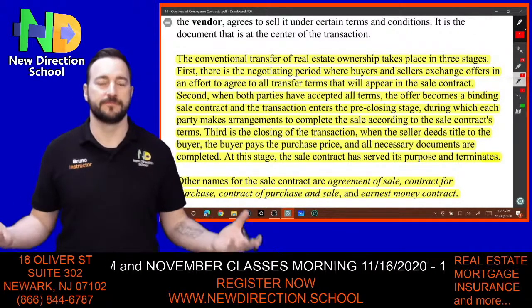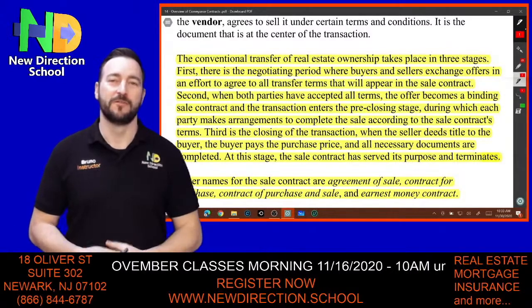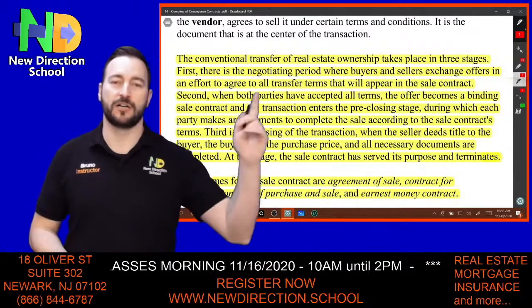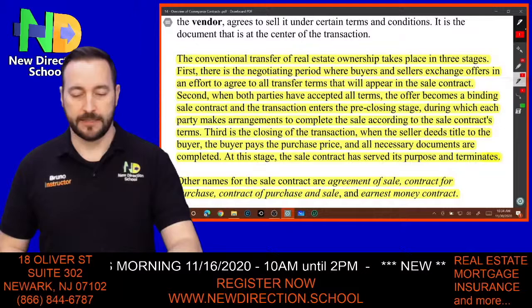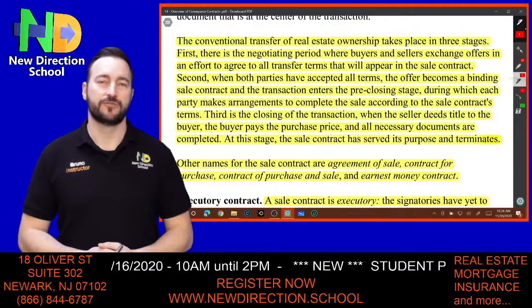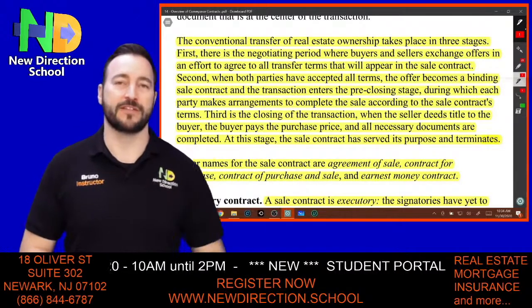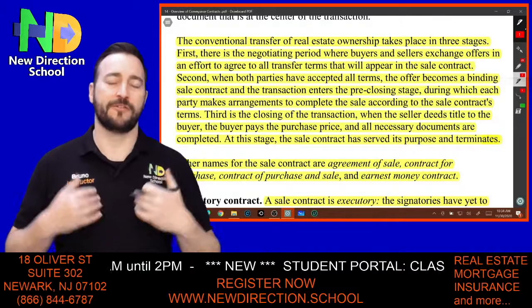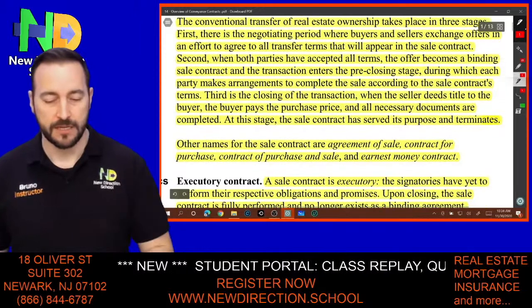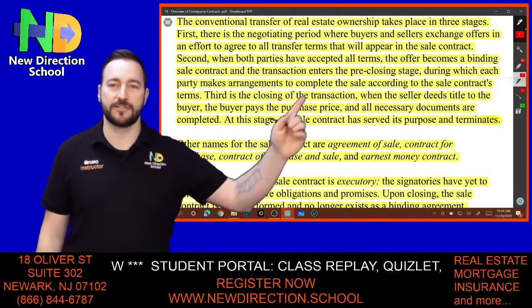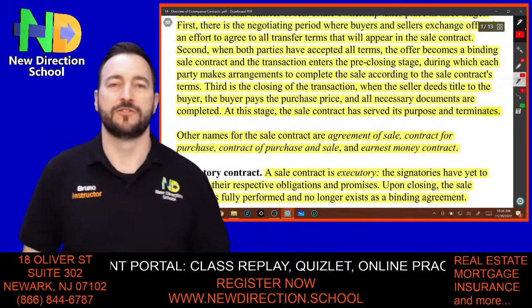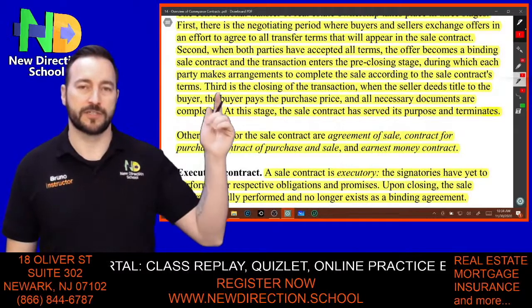The first stage, everybody knows, is that negotiating period. We go back and forth putting offers, counter offers, and all that, right? In an effort to agree to all the transfer terms that will appear in the sales contract. The second phase or stage of the transfer is when both parties have accepted all the terms. So I made an offer, you accepted the offer, we're good to go. We're now under contract, right? The offer becomes a binding sale contract and the transaction enters the pre-closing stage, during which parties make arrangements to complete the sale according to the sales contract terms.